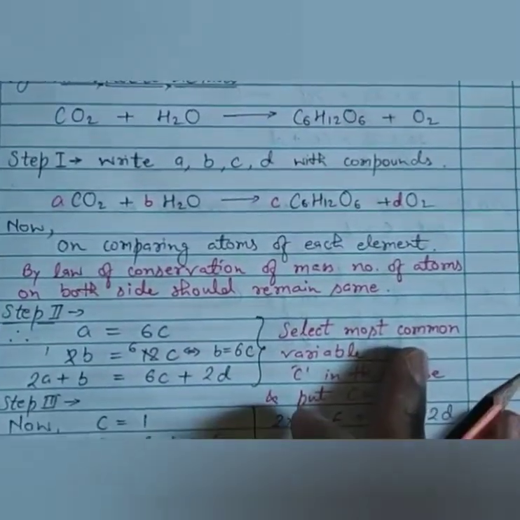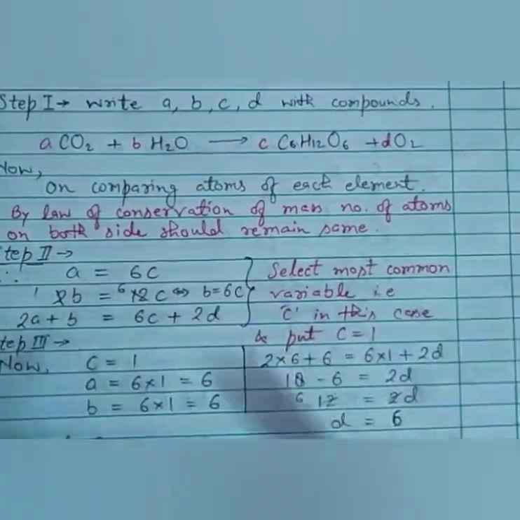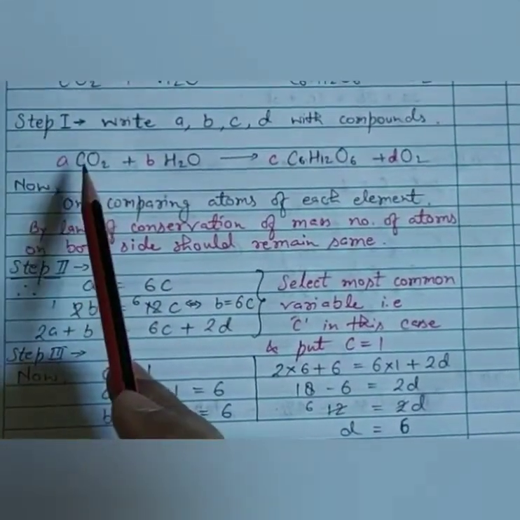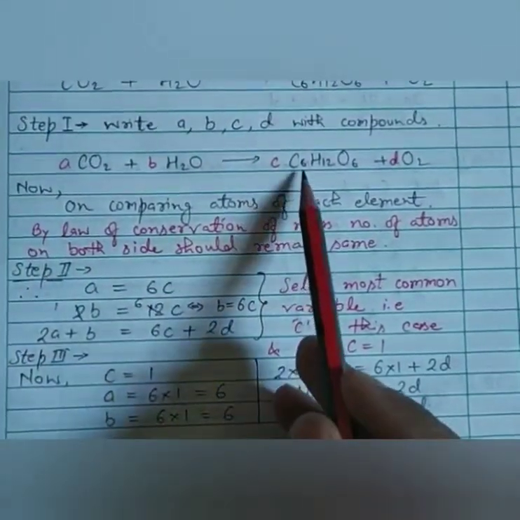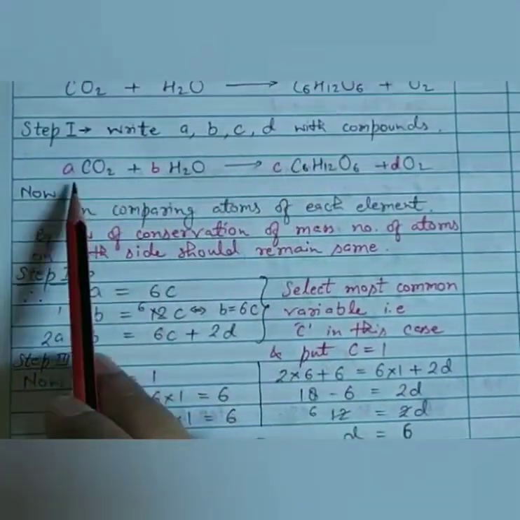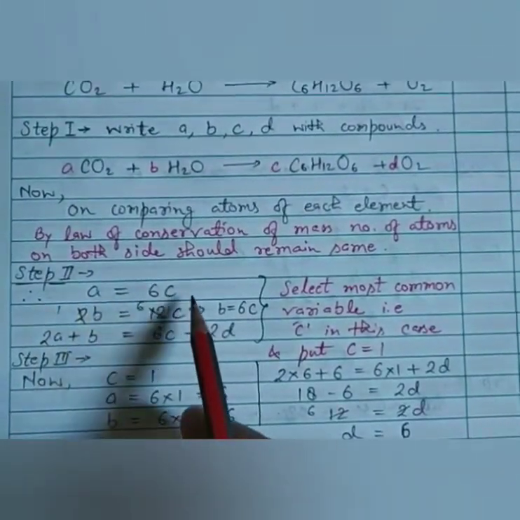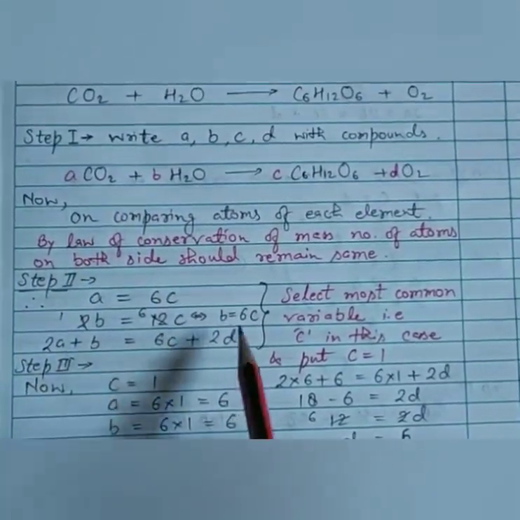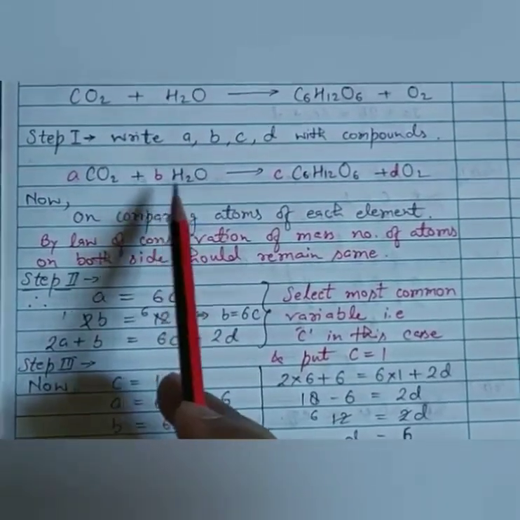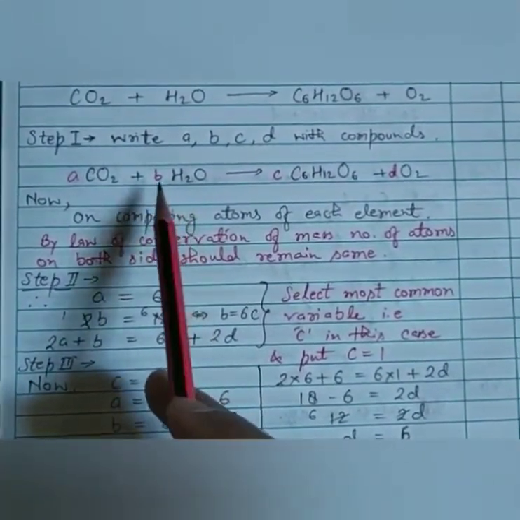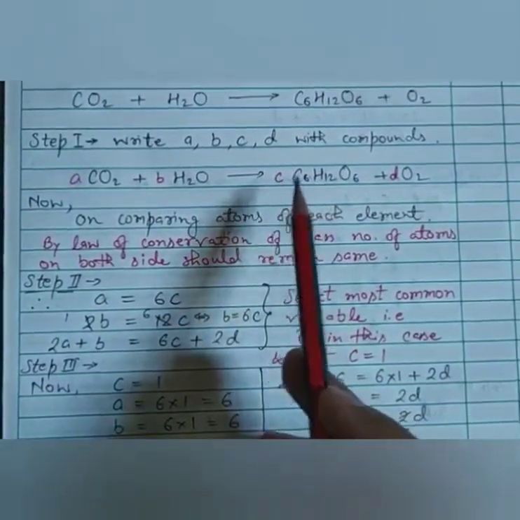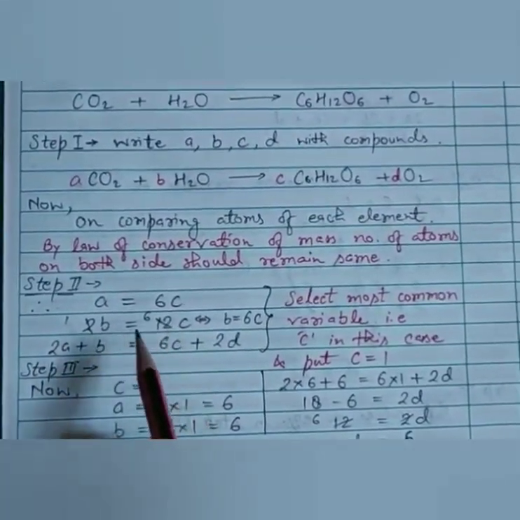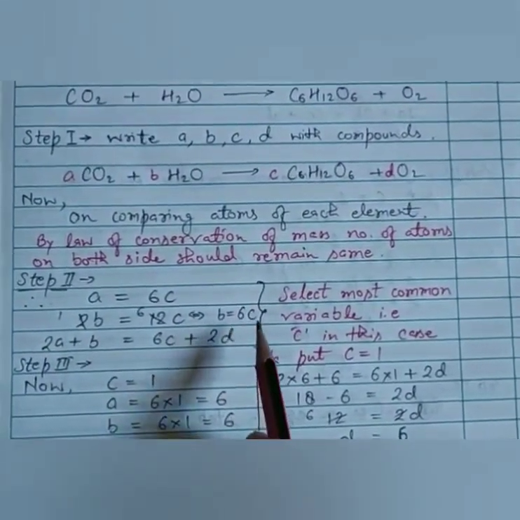So in the second step we make the number of atoms equal. For example, if A atoms of carbon are here, then the number of carbon atoms, 6 into C, will be equal to A. So A is equal to 6C. Similarly with another element, B: hydrogen, there are 2 hydrogen here, so 2 into B, and hydrogen here is 12 into C. So 2B should be equal to 12C. We can cancel them to make it simple, so B is equal to 6C.